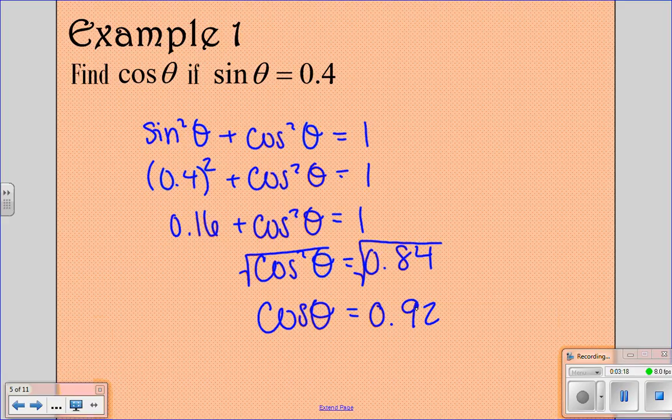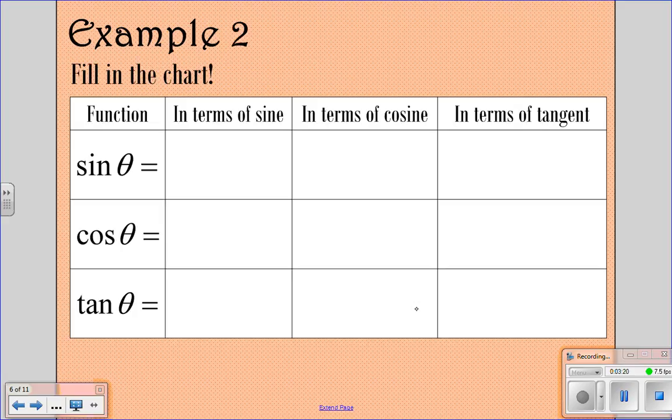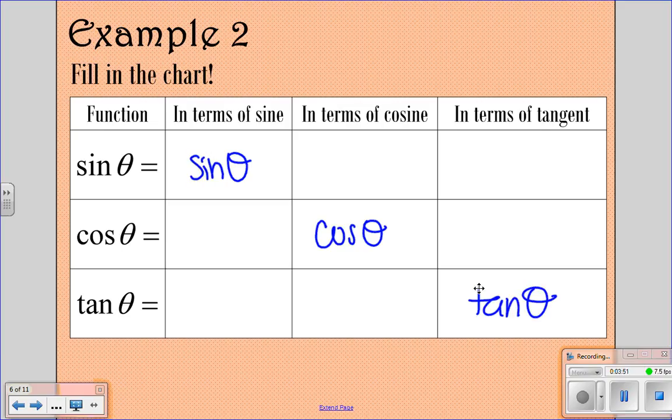Okay. Looking at the next one, we're actually going to fill in this chart here. We want to write it in terms of sine, cosine, and tangent. And so you can look in the book on page 596, and it outlines the relationship. Well, sine in terms of sine is just going to be sine. Cosine in terms of cosine is just going to be cosine. Tangent in terms of tangent is just going to be tangent. Okay, and so you can see those in the book. Those 3 are like that.